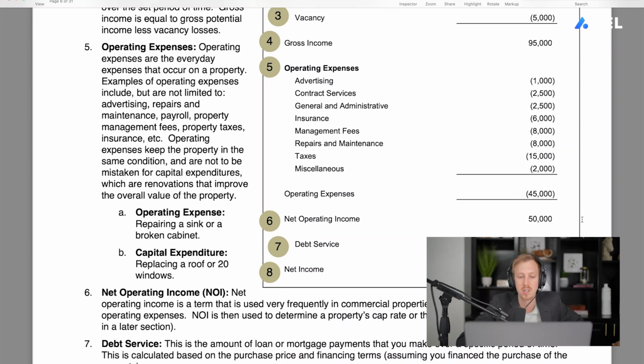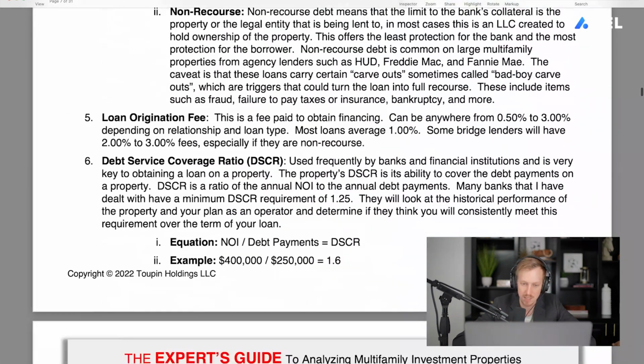Most DSCRs are in the range of 1.25 to 1.5, maybe up to 2. So basically what it's saying is, how safe is this asset in terms of covering the debt? We never want to be in a scenario where we can't cover the mortgage payment. So banks look at this number, called debt service coverage ratio. They want to know how much money the property's making at the end of the day, which is the NOI, to cover the debt, right? Because NOI is the number right before the debt.